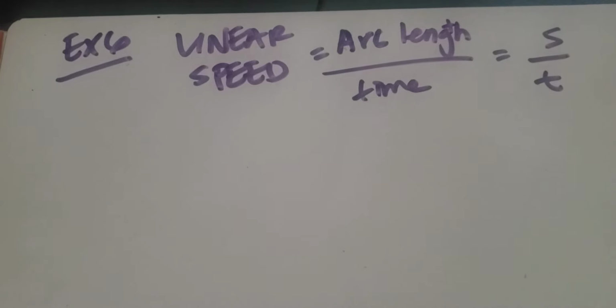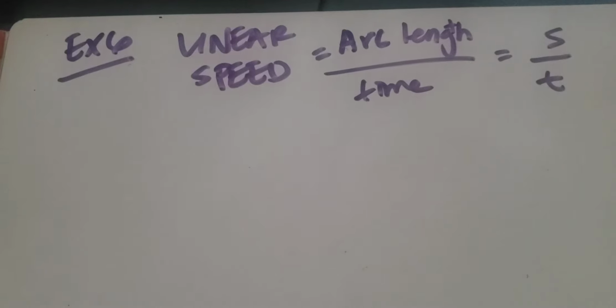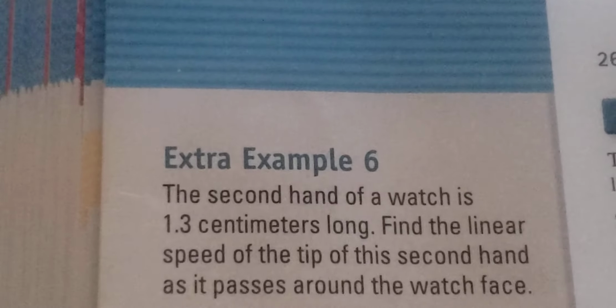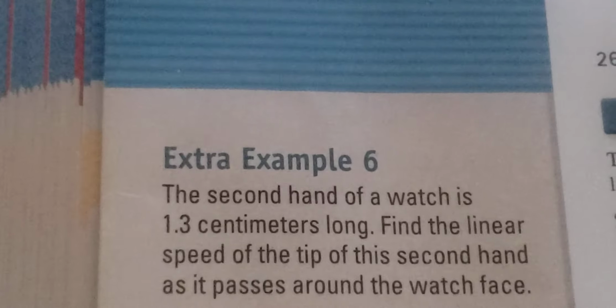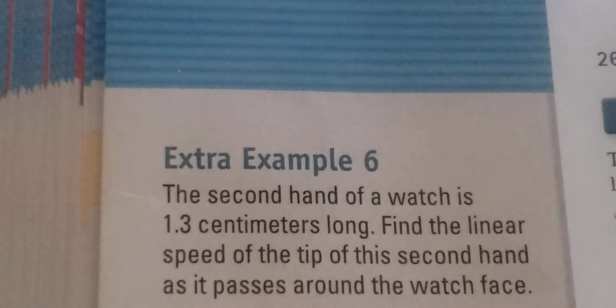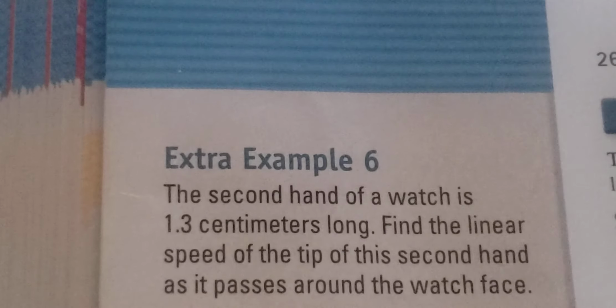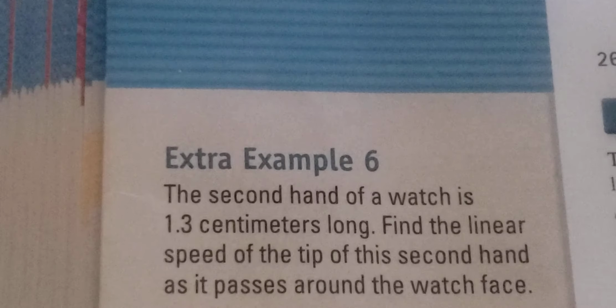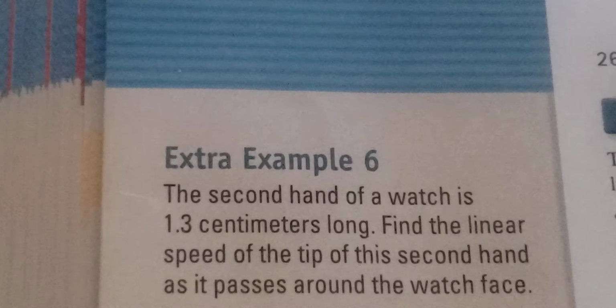So I'm actually going to read it to you and then show you a quick picture of it, okay? All right, boys and girls, I try not to use the same examples that you guys get in the book because I figured those are just extra examples that you guys can use. So, in example 6, here's an extra example, okay? It reads, the second hand of a watch is 1.3 centimeters long. Find the linear speed of the tip of this second hand as it passes around the watch face, okay?